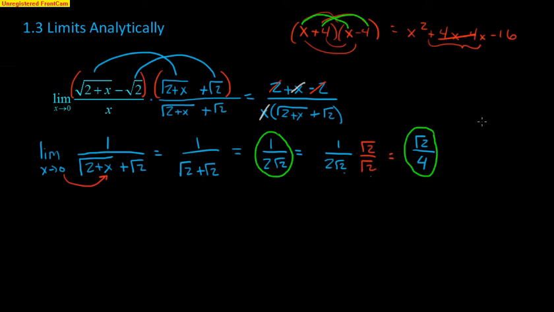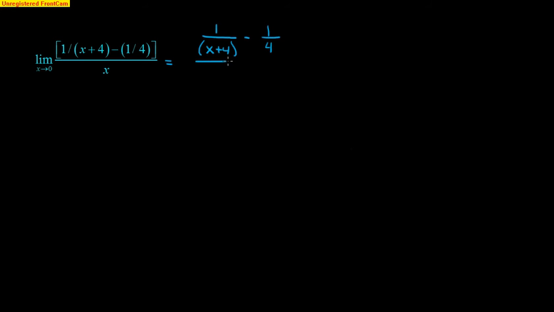Okay, I want to show you another one here. Let me scroll down. This looks really complicated, what we got going on here. We got this bracket here in the top. We've got 1 divided by x plus 4 minus a quarter all over x. So again, if we try to plug in 0, we'll get 0 over 0. Now this will be a lot simpler and a lot easier to look at if I write it out here as 1 over x plus 4 and then minus 1 over 4 all over x.